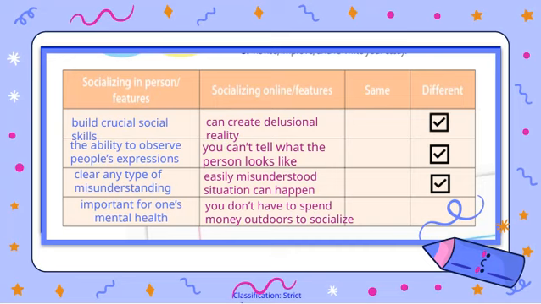Building crucial social skills is essential, and one of the key abilities is observing people's expressions. Being able to read nonverbal cues helps us understand others better and clear up any misunderstandings that might arise. This skill is really important for maintaining good mental health because it keeps our perceptions accurate and grounded. Without it, we risk creating a delusional reality where we might misinterpret situations or intentions.